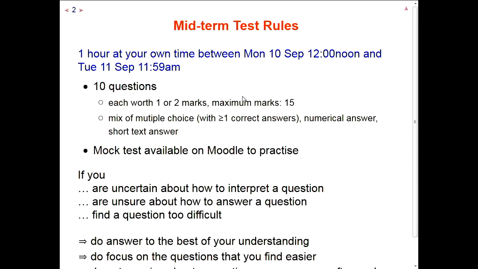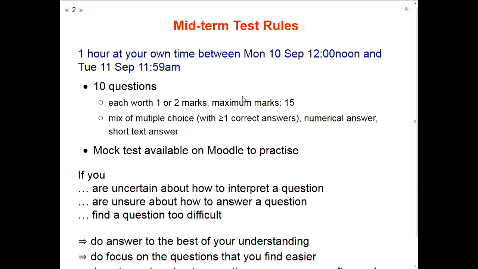Can I get everyone's attention for this? You should be doing it between Monday 12 noon and Tuesday 12 noon, or here I put 11:59 just to make clear that it ends on Tuesday. You have in total 1 hour.